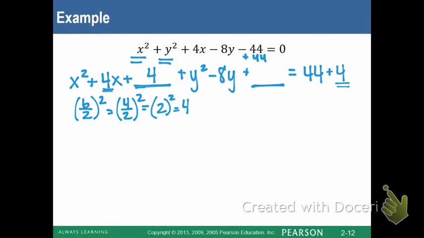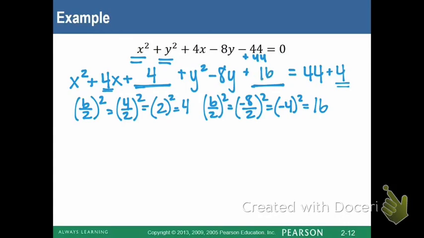Now we're going to repeat that process with the y's. So again, I'm going to do b over 2 squared. In this case, that's negative 8 over 2 squared, which would be negative 4 squared, which is 16. Which means that the 16 is what I'm going to add here and on the right side as well, plus 16. And in fact, some people like to put the blanks on the right side just so that they don't forget to add that over, and you can do that as well.